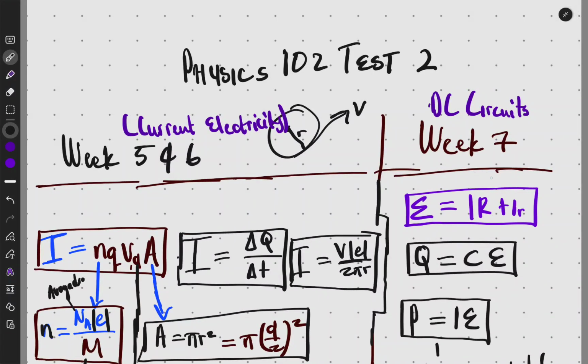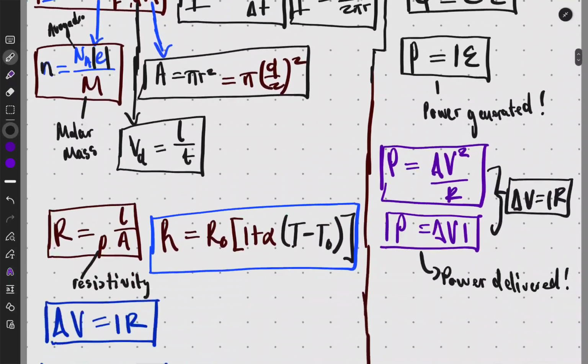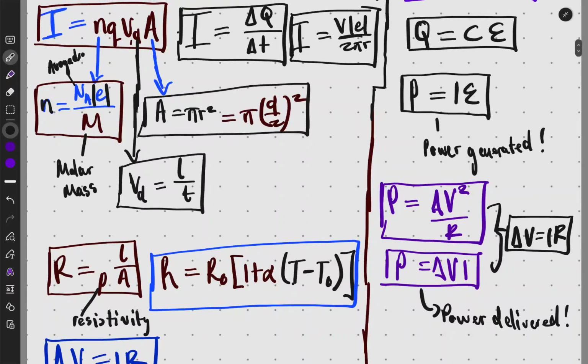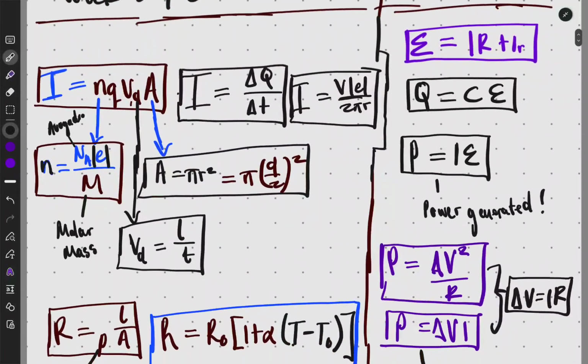Then if we add the one from the inside, we'll get the EMF. But this delta V is just the one outside, and it gives us the power delivered. It will give us the power delivered, not the power generated. Can you see that? Are you able to see it? Right, so this will be the first part.